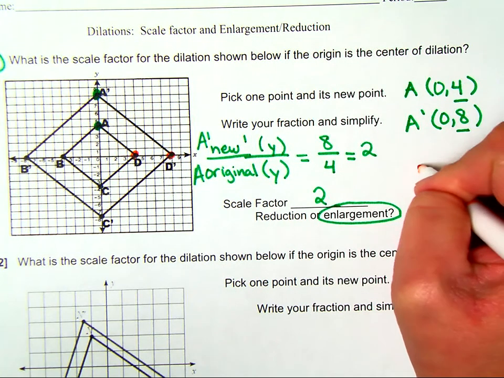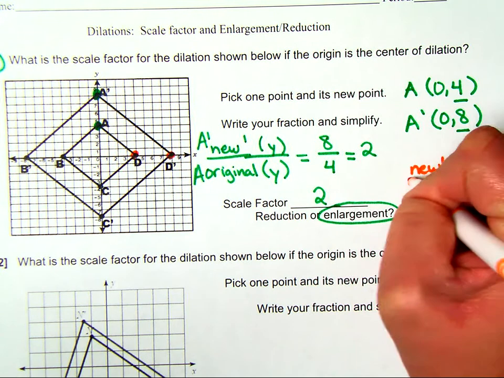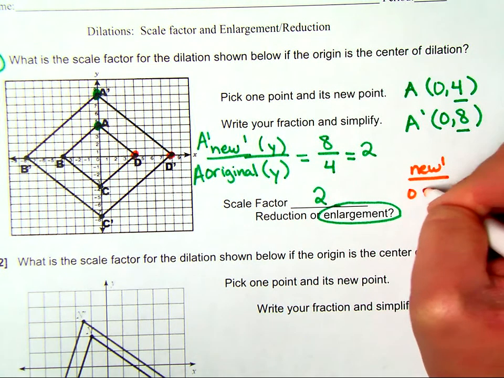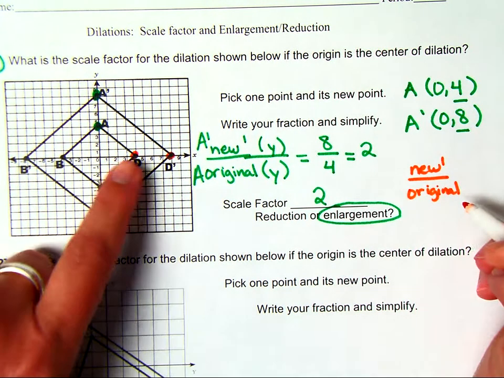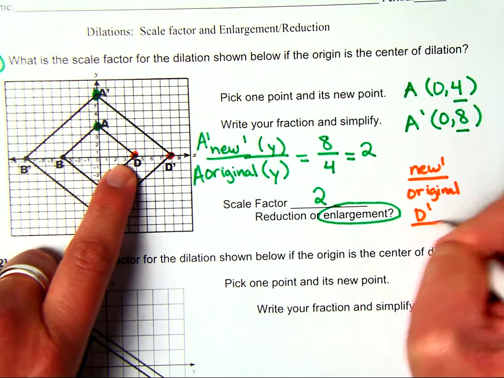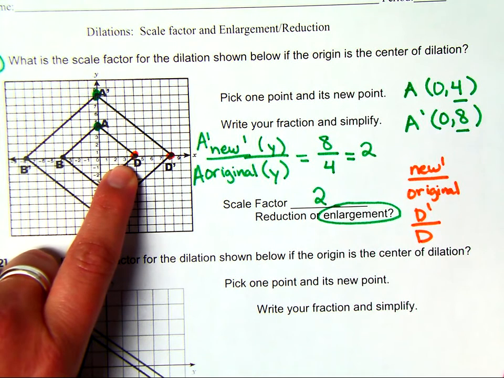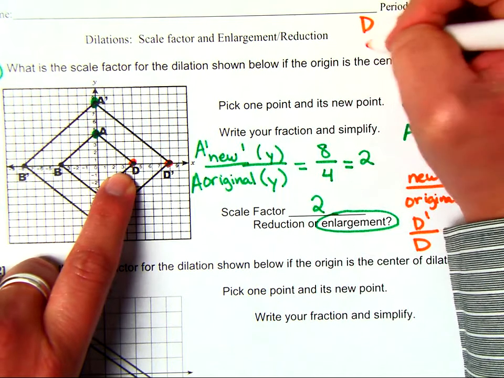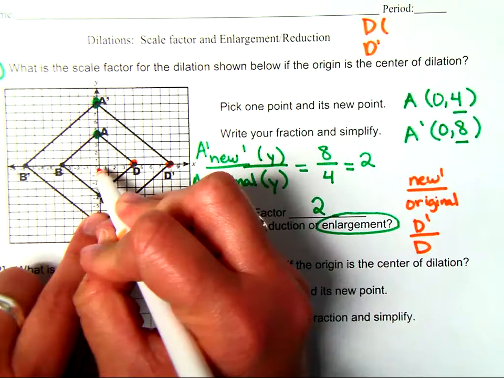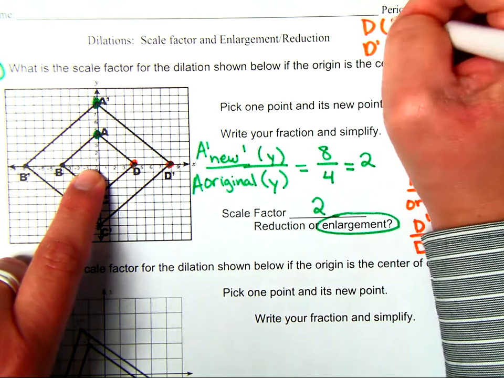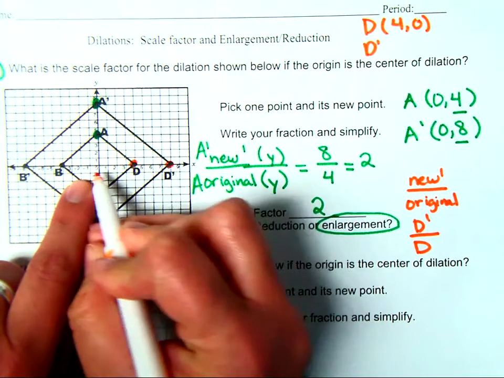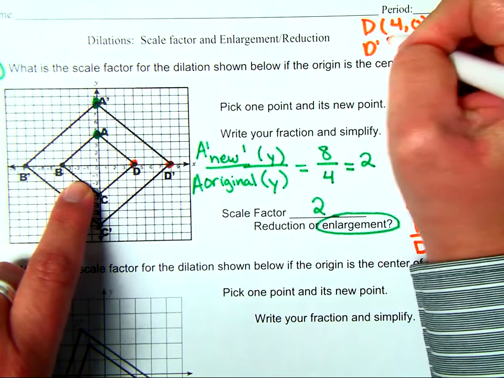If I'm comparing, it's always going to be new to original or old, however you want to call it, what you started with. Well, now I'm going to compare D. So I'm going to say D prime compared to D. I need my ordered pairs for that, so I'll put these up here. My original ordered pair for D, when X was 4, Y was 0. And for D prime, when X was 8, Y was 0.